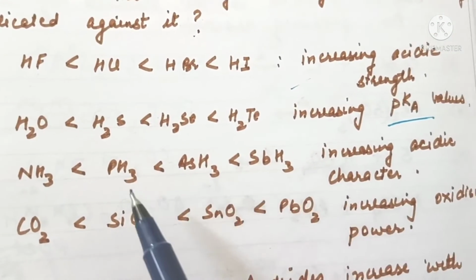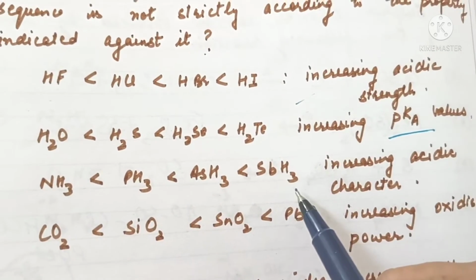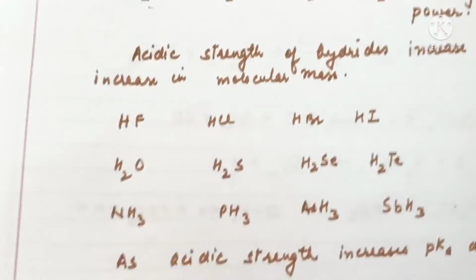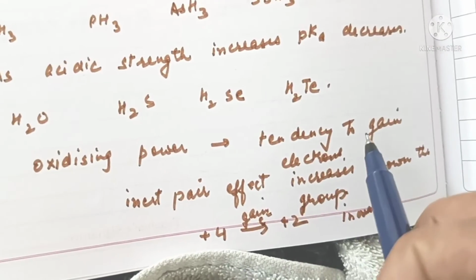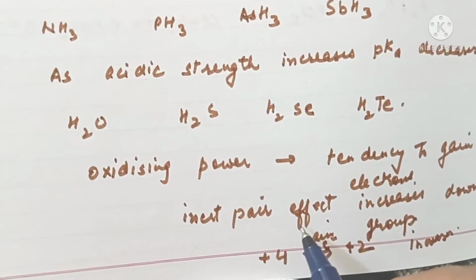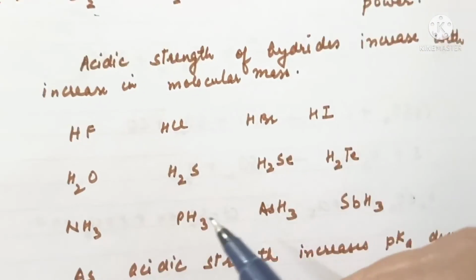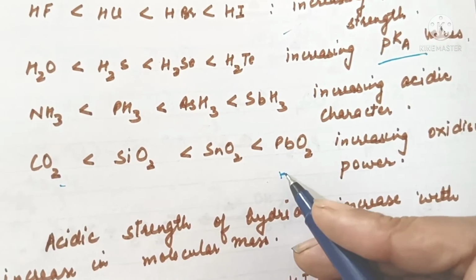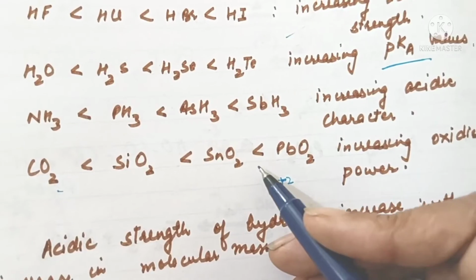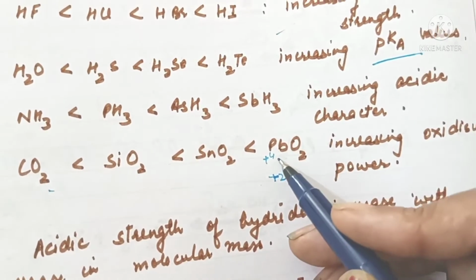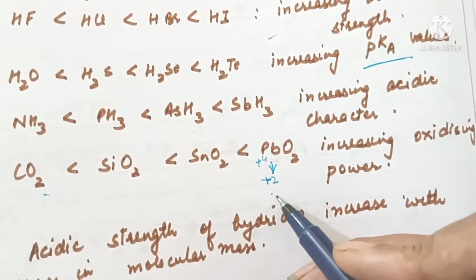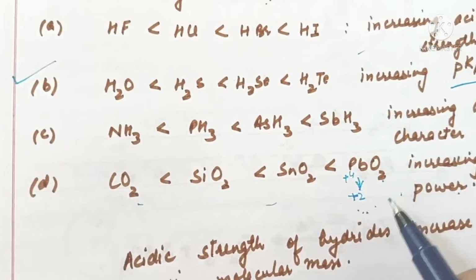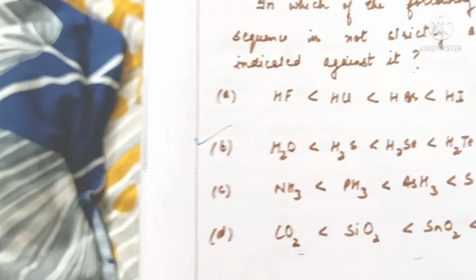Nitrogen family hydride, as we go down acidic character increases, so this is correct. And here we have oxidizing power. So oxidizing power is the tendency to gain electrons. As we move down the group, the inert pair effect increases. So tendency to have +2 oxidation state will become greater. So from +4, this will tend to come to +2 oxidation state and show increasing oxidizing power. So this is also correct. Only this statement is incorrect.